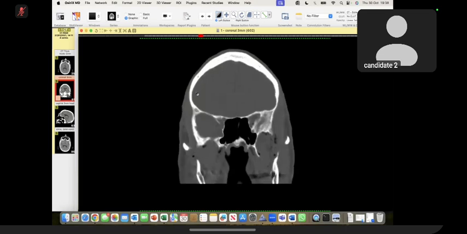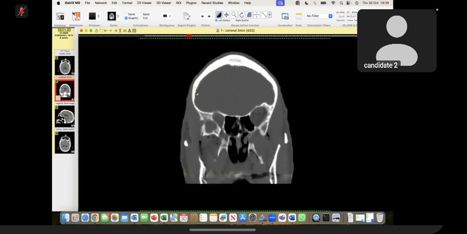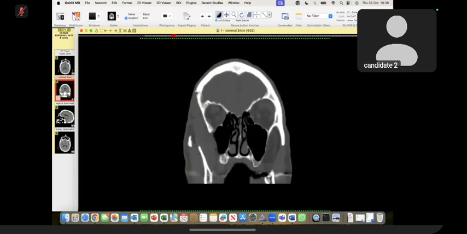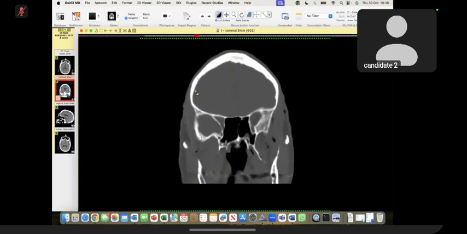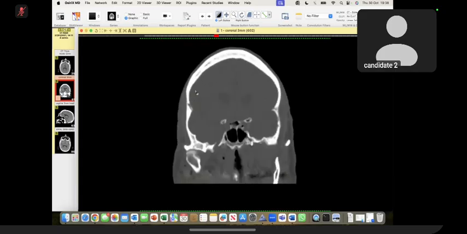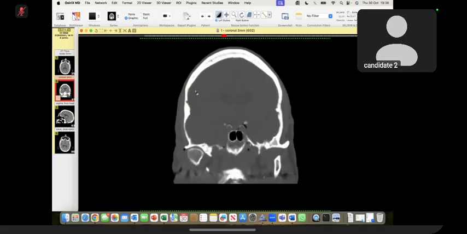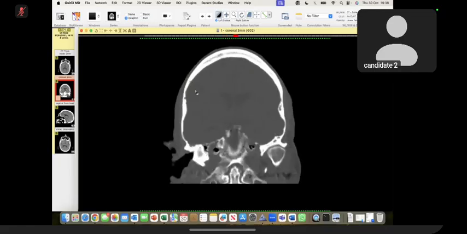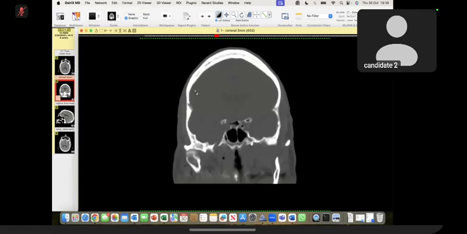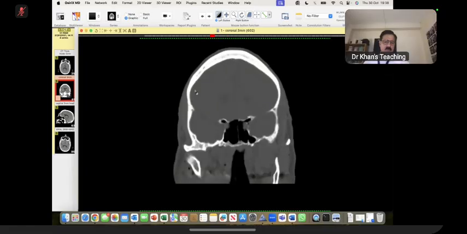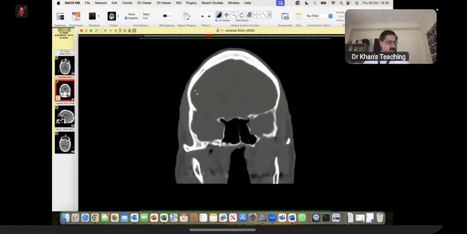So I can still see multiple air lucencies in the soft tissues of the bilateral skull base area, in the temporal lobes, along the pterygoid plates. So just conclude. What are you going to advise?